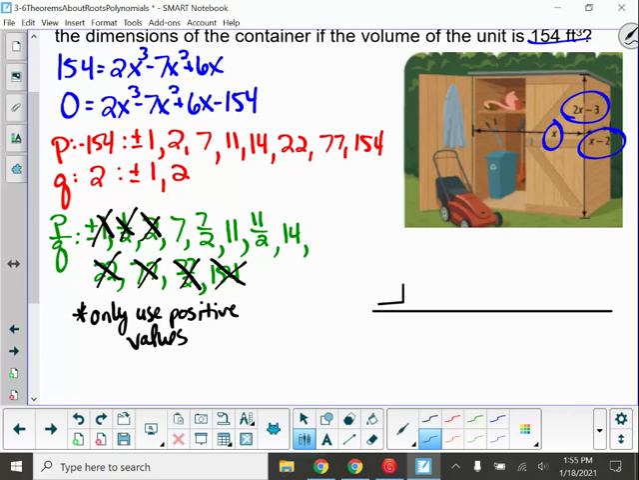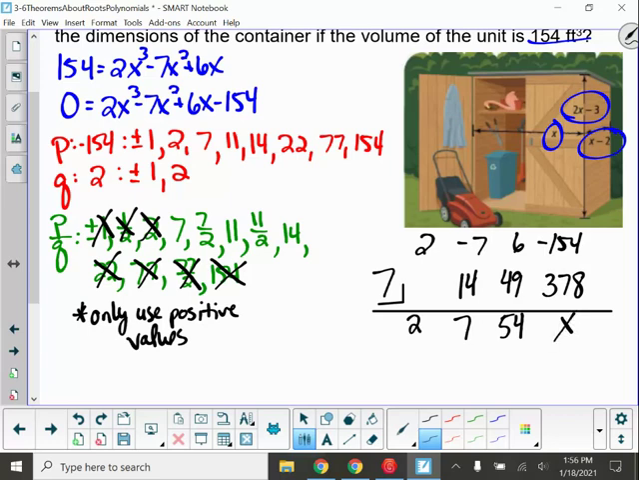So let's try 7. So my polynomial, I have a 2, a negative 7, a 6, and a negative 154. So again, I'm going through and doing my synthetic division. 54 there. 54 times 7, 8 carry the 2. That's 378. So that's a no. 7 does not work. I tested it, did not work. That does give me a positive number, so it looks like I actually need something that's smaller than 7.